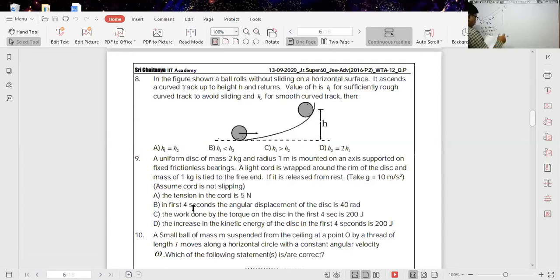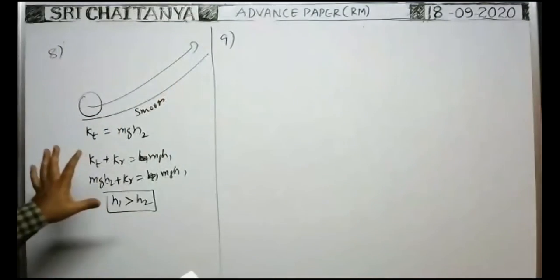Okay, next, 9th problem. After the 9th, the 10th and 11th problems are not there, then we have to discuss the 12th problem. So 9th problem first. The 9th problem is important and easy also. All of you, you see here, have you seen this problem?